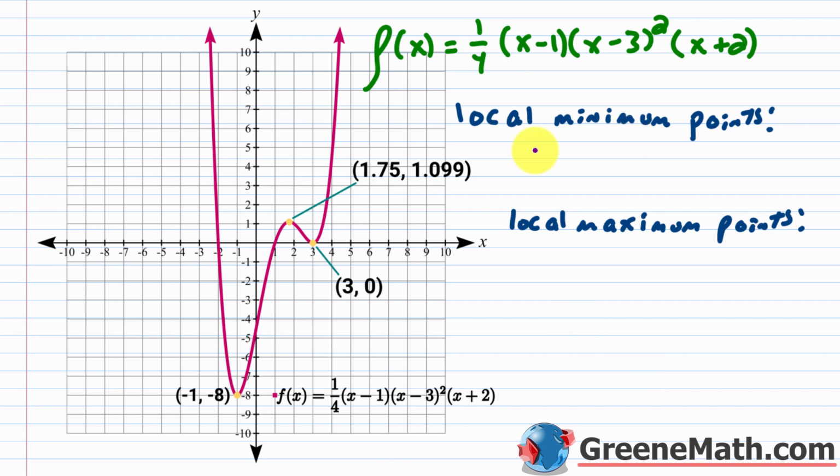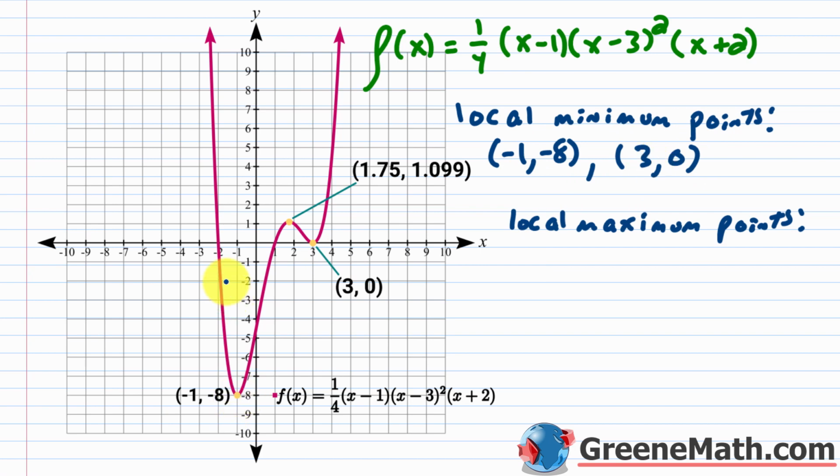But if I look for the local minimum points, I'm looking for where it's going to go from decreasing to increasing. So this is decreasing and then changing to increasing. So this is going to be -1 comma -8. That's going to be a local minimum point. We're going to come back up here. Forget about this for right now. We're going to come back down. So this right here, again, we're changing from decreasing to increasing. This forms a little valley here. So another local minimum point you're going to have at 3 comma 0. So you have two of those here.